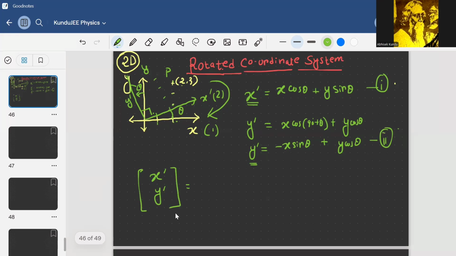This is, of course, a 2 cross 1 matrix. Number of rows are 2 and column is 1. It is multiplied with one matrix along with our old coordinates, that is x and y. What is that? That is called the transformation matrix.